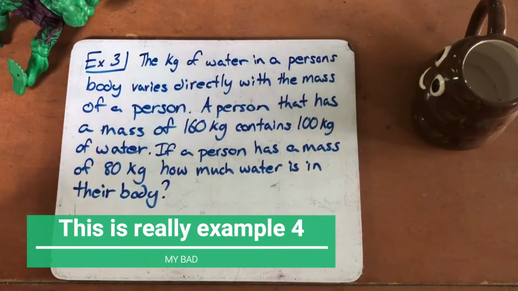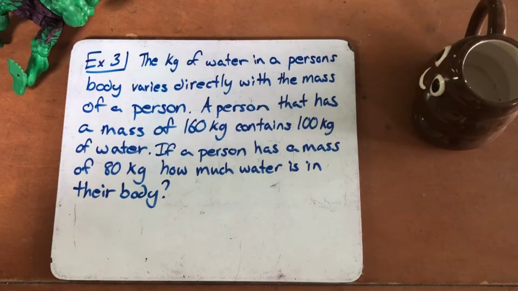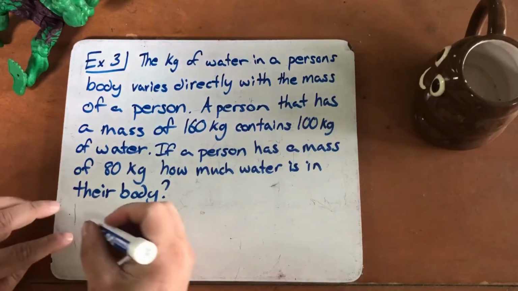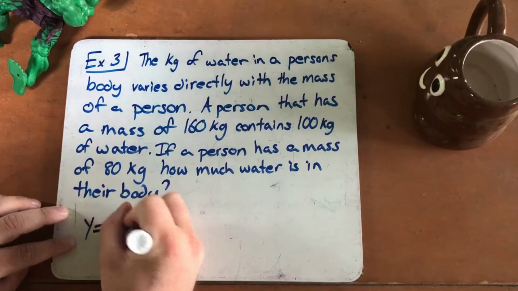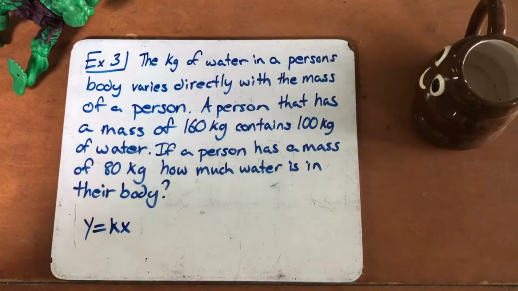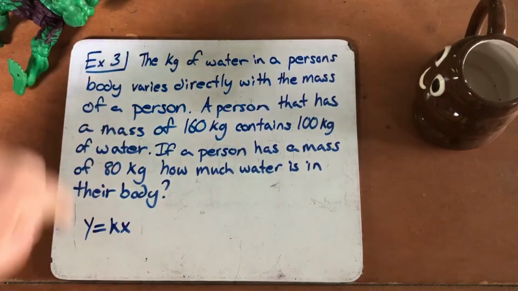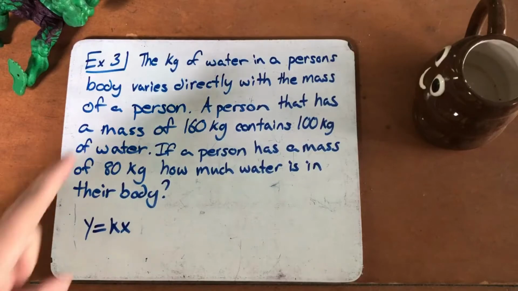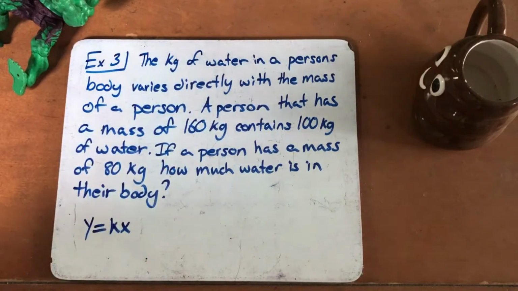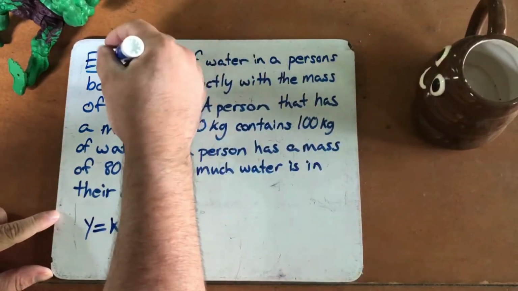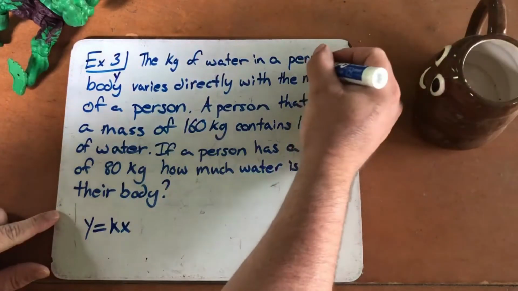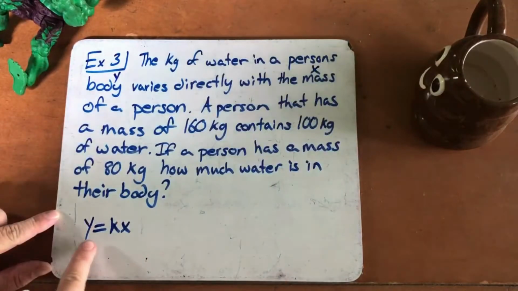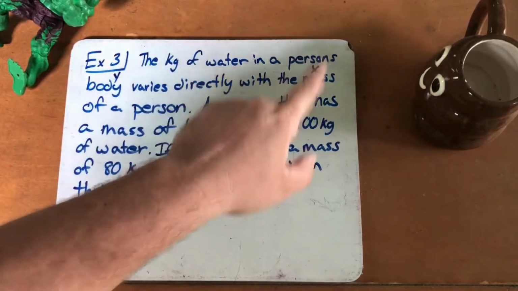Looking at example 3, you notice that the kilograms of water in a person's body varies directly with the mass of a person. Since it varies directly, we already know that y varies directly with x. It looks like y equals kx. So we have to determine which thing is y and which thing is x. The kilograms of water in a person's body is y, which varies directly with the mass of a person, so this would be x.